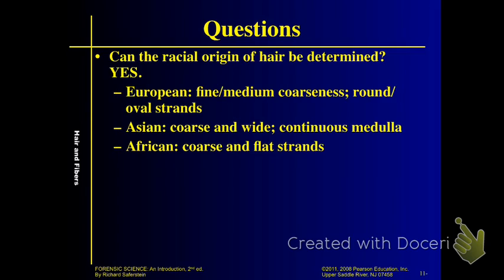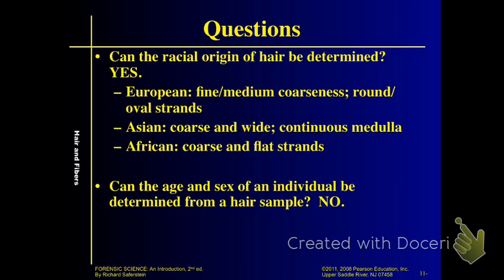Can the racial origin of hair be determined? That answer is yes. In general, people of European descent have hair of fine or medium coarseness, and if you look at the strands in cross-section, they're round or oval. People of Asian descent have very coarse and wide strands of hair, and the medulla through the middle is continuous, a stripe all the way through the middle. People of African descent have coarse hairs that are flat if you look at them in cross section.